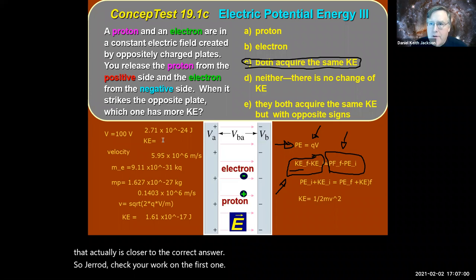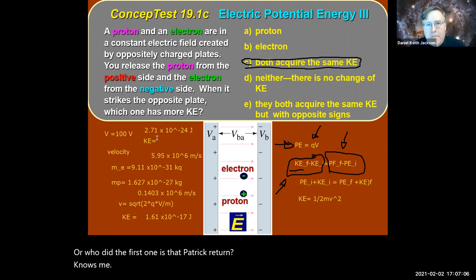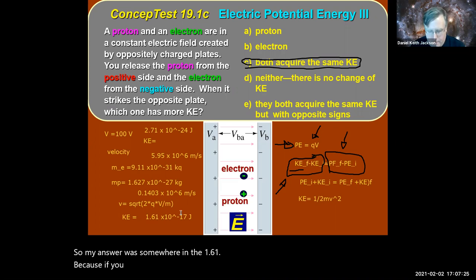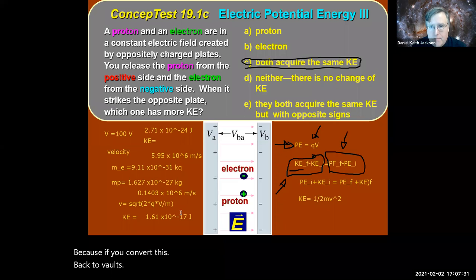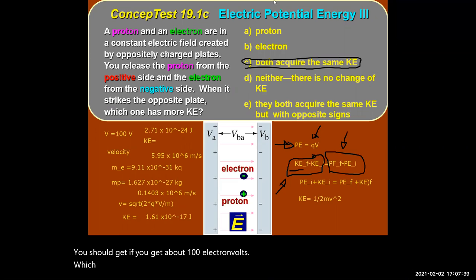Or who did the first one? Was that Patrick or Jared? That was me. Okay, so I think you're off by a factor of six. My answer was somewhere in the 1.61, because if you convert this back to volts, you can get about 100 electron volts. Oh, yeah, I didn't square my velocity. That'll do you.